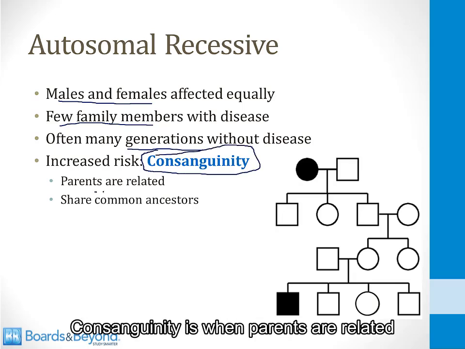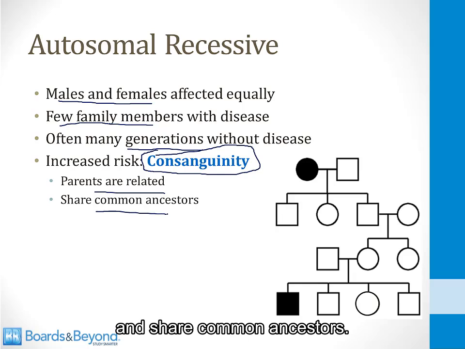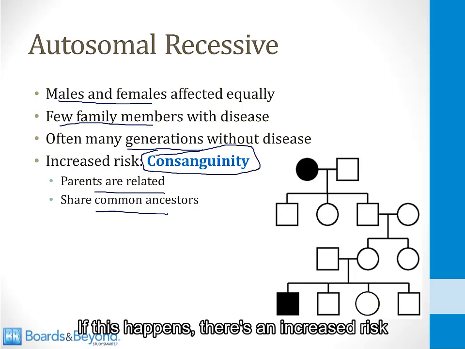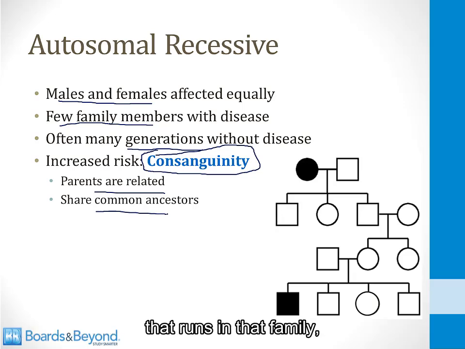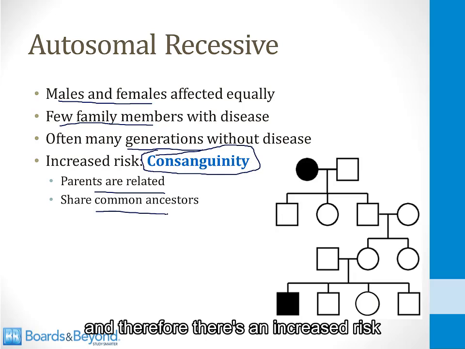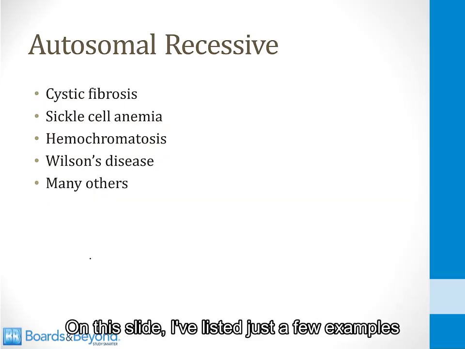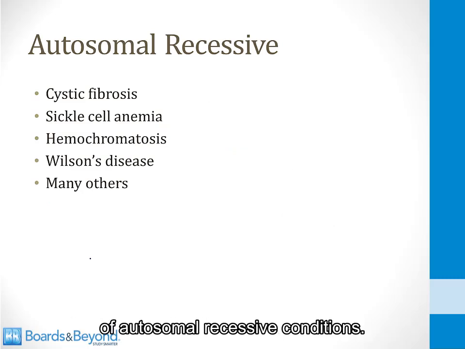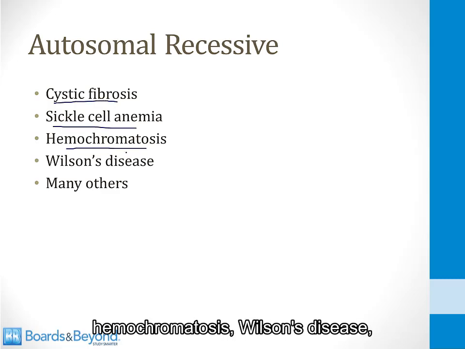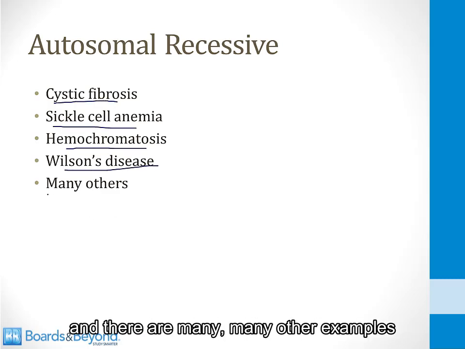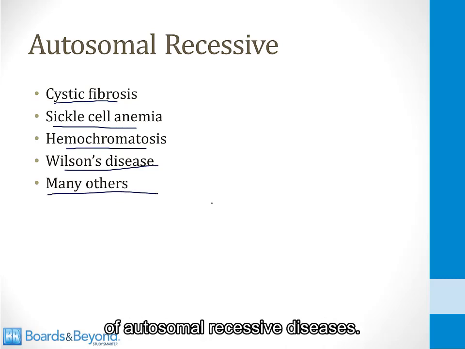Consanguinity is when parents are related and share common ancestors. If this happens, there's an increased risk that the two parents may both carry a recessive gene that runs in that family, and therefore there's an increased risk that a child will be born with that recessive condition. On this slide, I've listed just a few examples of autosomal recessive conditions. These include cystic fibrosis, sickle cell anemia, hemochromatosis, Wilson's disease, and there are many, many other examples of autosomal recessive diseases.